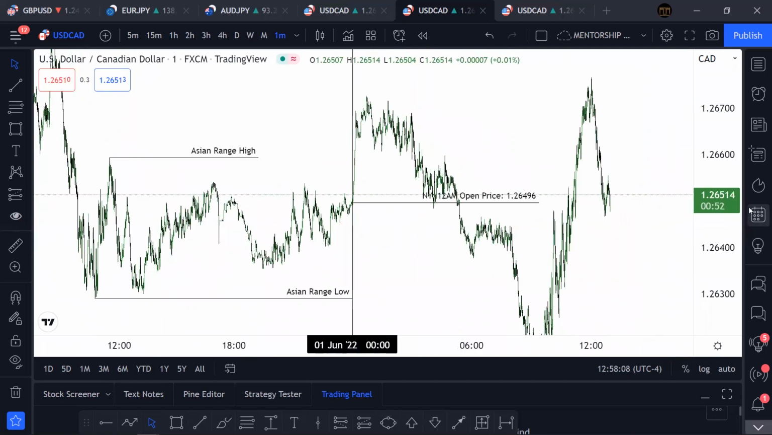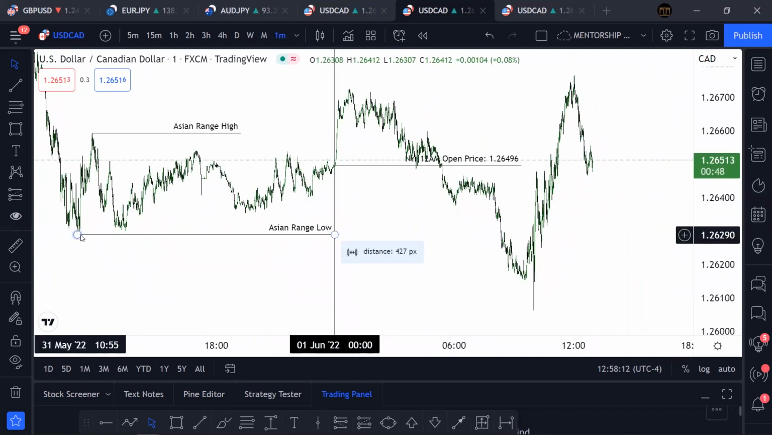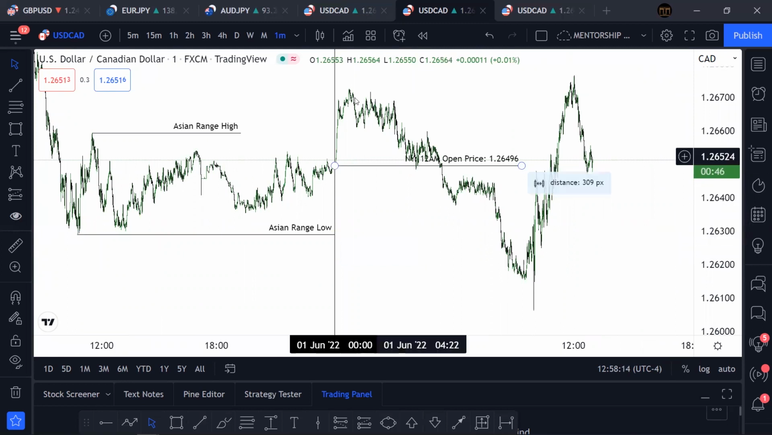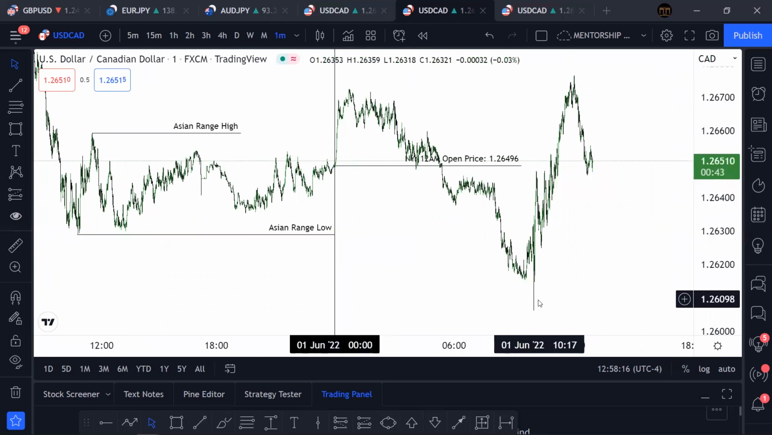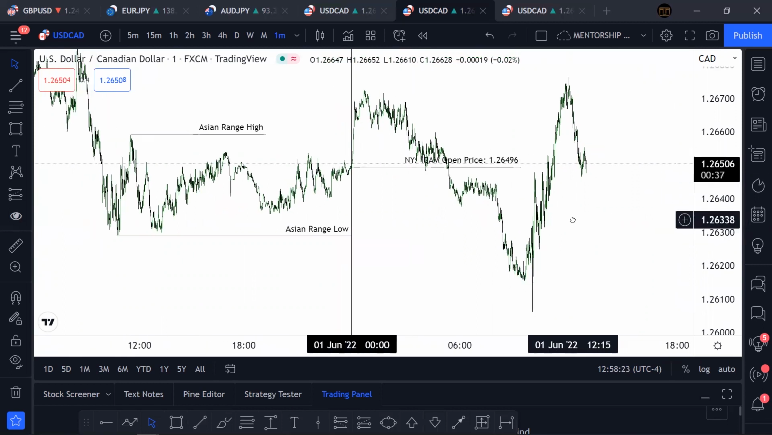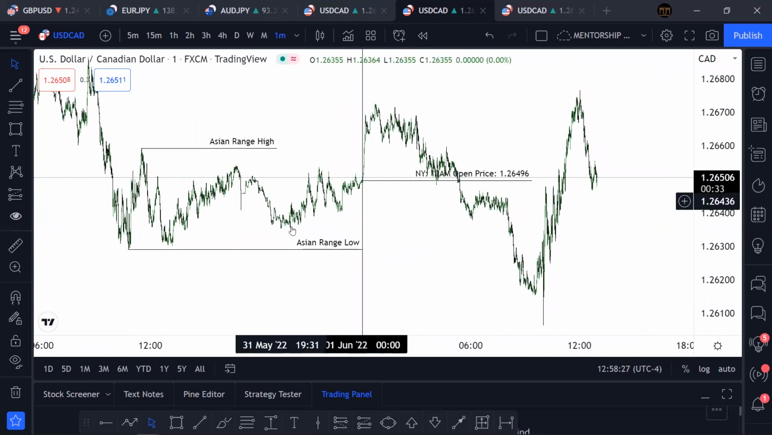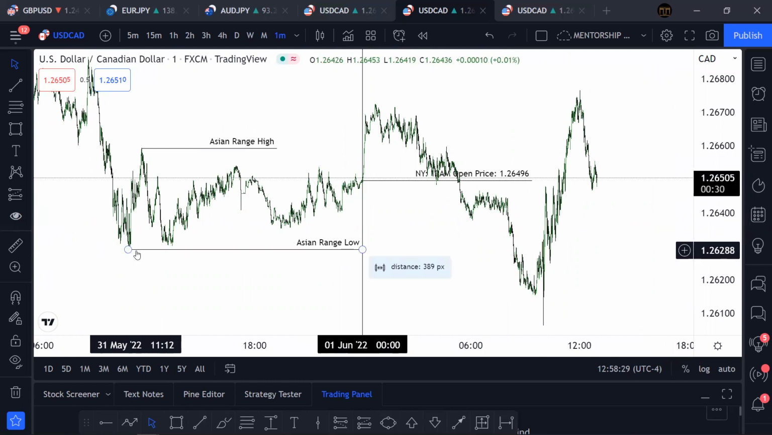So price sells where exactly? Below the Asian range low. From here to here. Remember, are you going to buy below here? Now, if we are bullish today, if we are going to buy, we want to see ourselves buy below the Asian range lows.